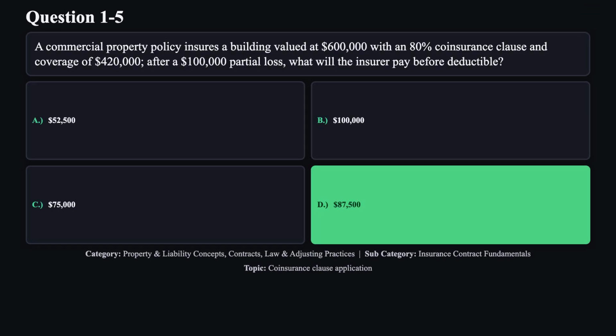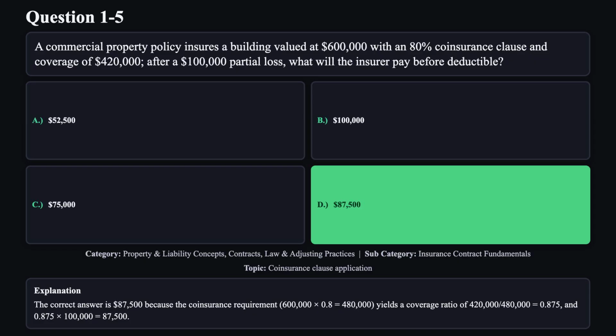The correct answer is D. The correct answer is $87,500 because the coinsurance requirement, 600,000 multiplied by 0.8 equals 480,000, yields a coverage ratio of 420,000 divided by 480,000 equals 0.875, and 0.875 multiplied by 100,000 equals 87,500.